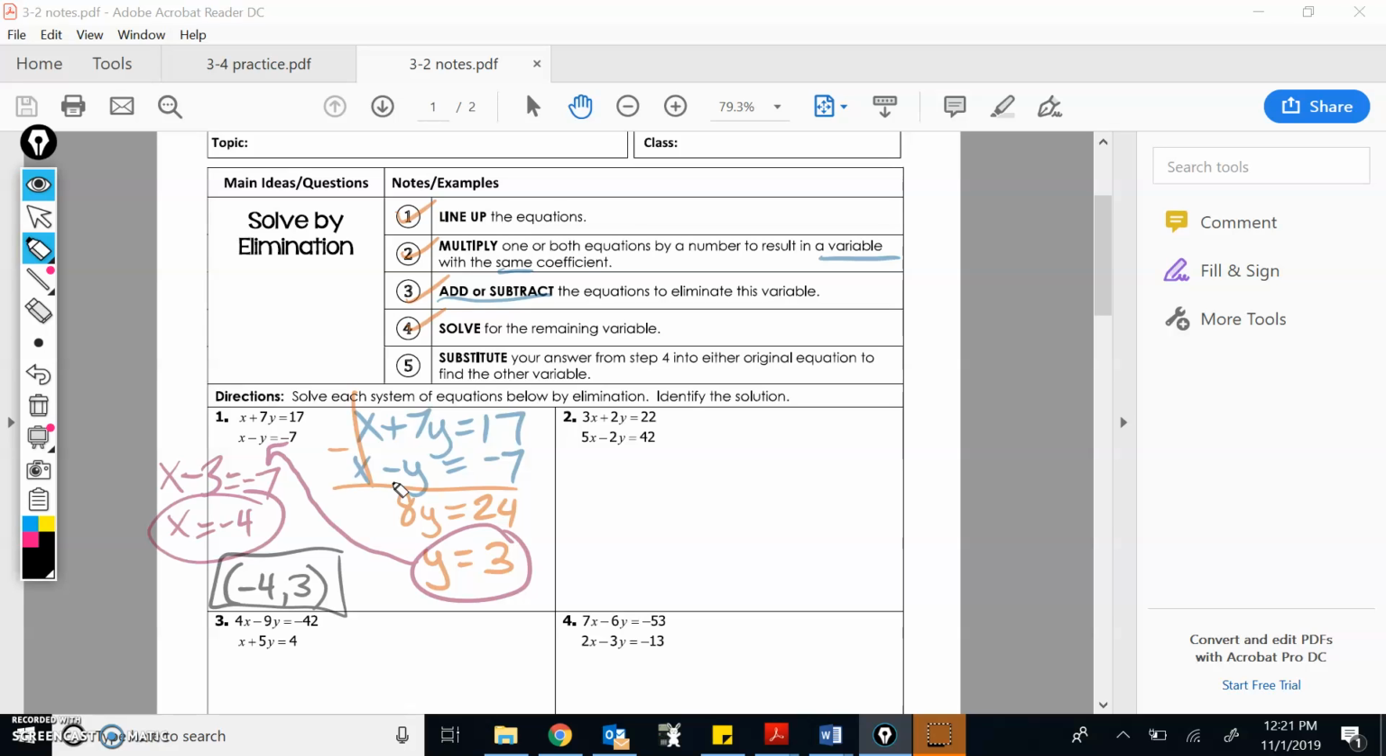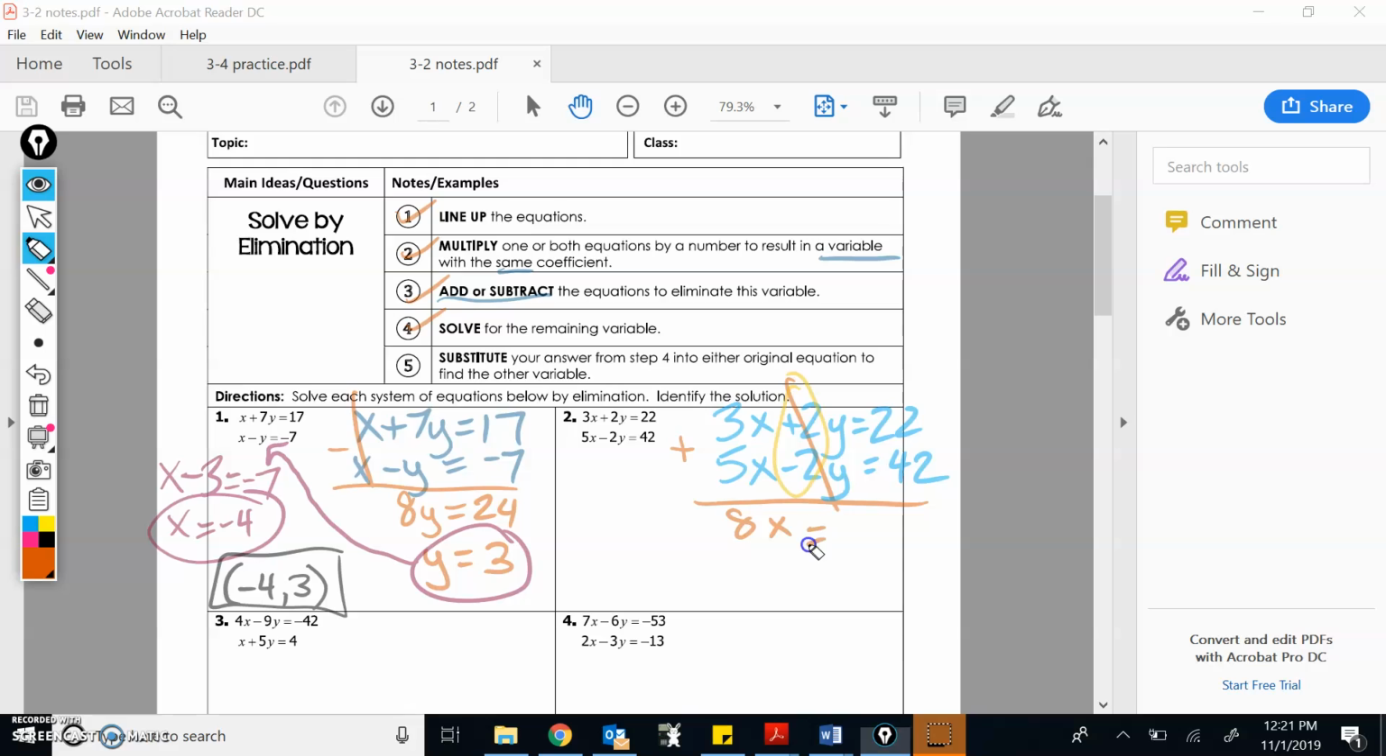Let's do another one. Number 2. I'm going to rewrite the problem over here. So we got 3x plus 2y equals 22. They are both in standard form, so I don't have to rearrange them at all. Now, do we have to multiply or change any of the coefficients? We do not, since we can already cancel out these y's here, and we can cancel them out through addition this time. Adding 2 and negative 2 cross out.